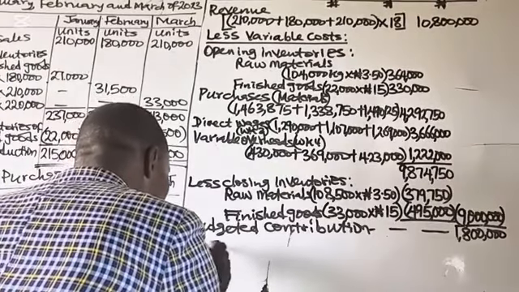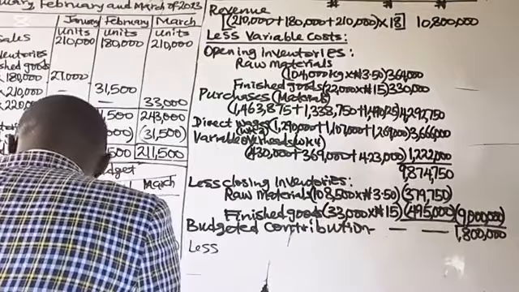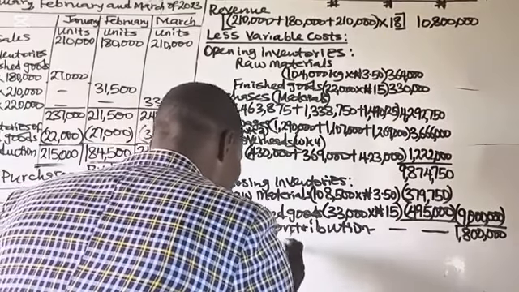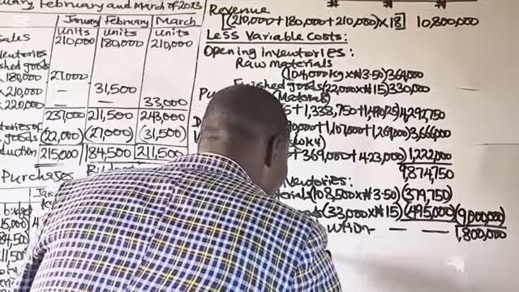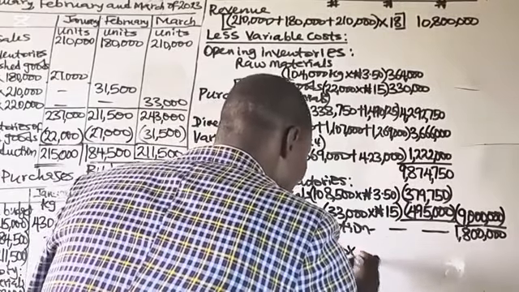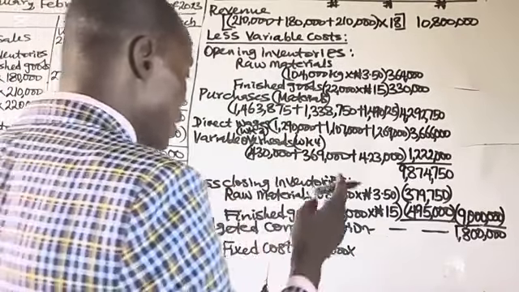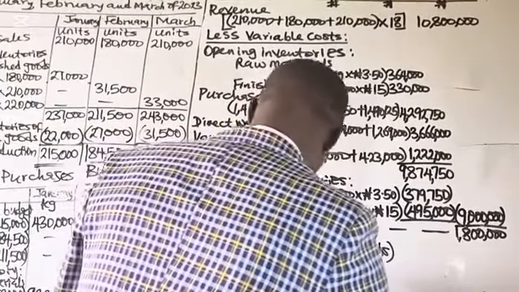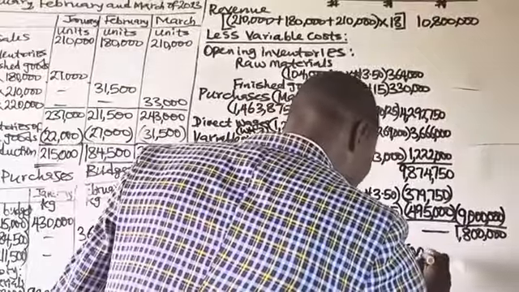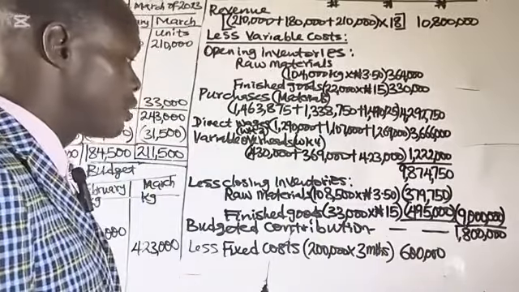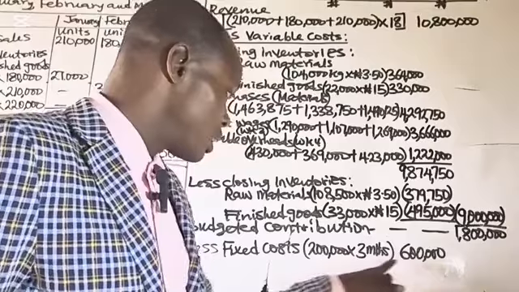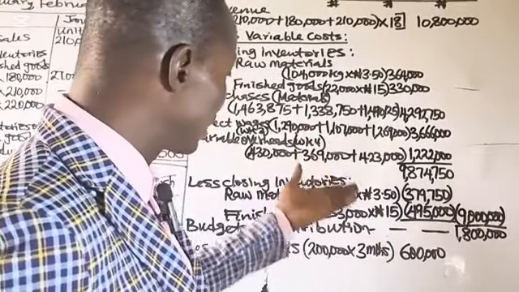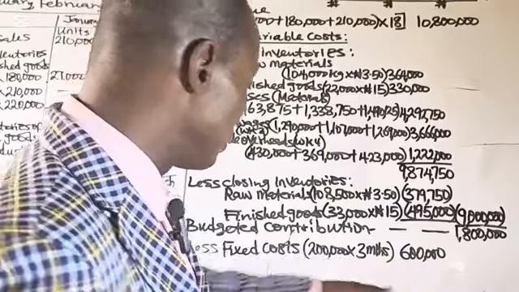Less fixed costs. Our fixed cost we were told is 200,000 per month. So since you have January, February, March, 3 months, that means the depreciation and the fixed cost to consider will amount to 600,000. Remember, depreciation of 25,000 is part of our fixed cost. So depreciation will be used in the budgeted profit or loss. That is why we are not subtracting depreciation here.